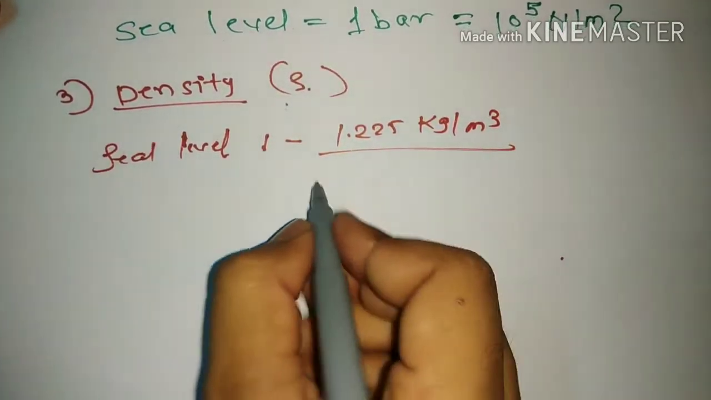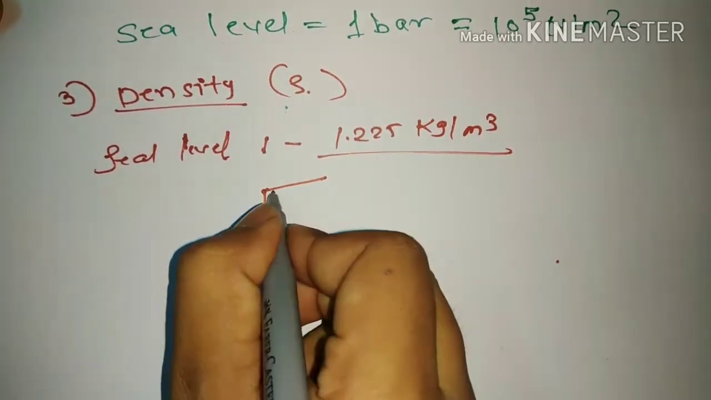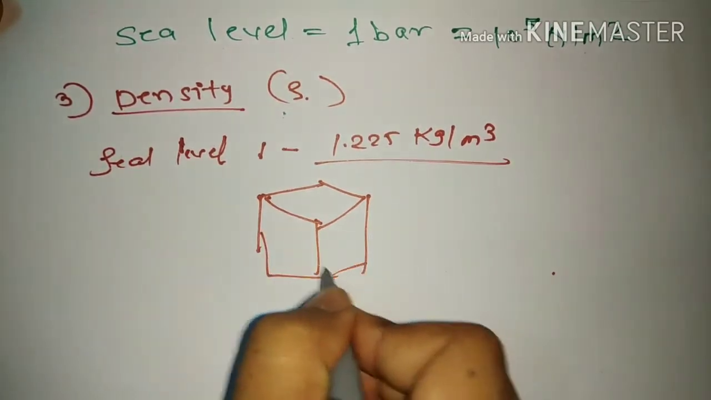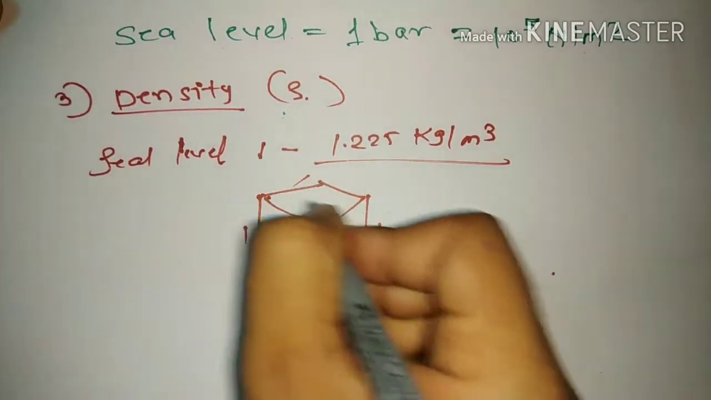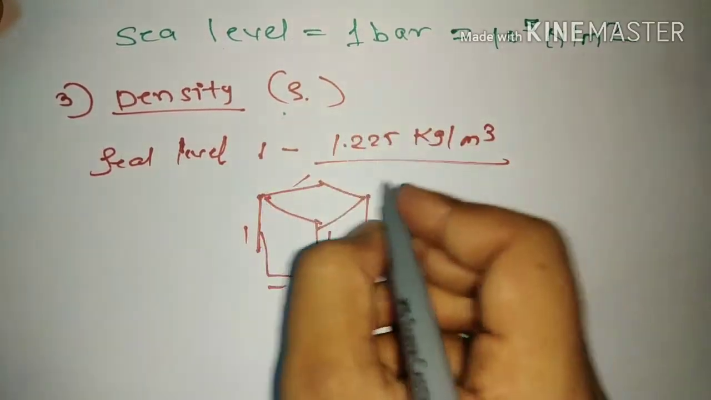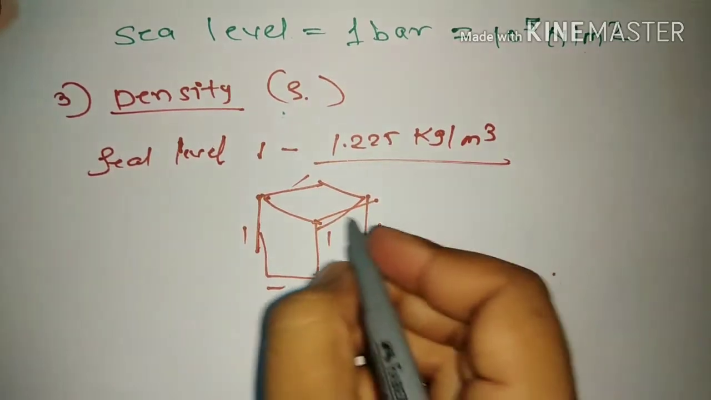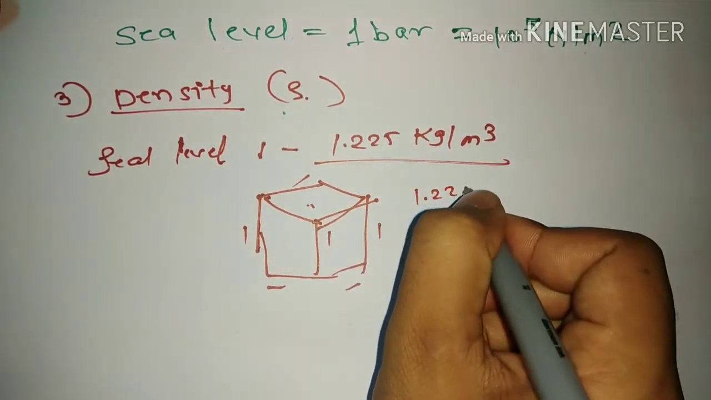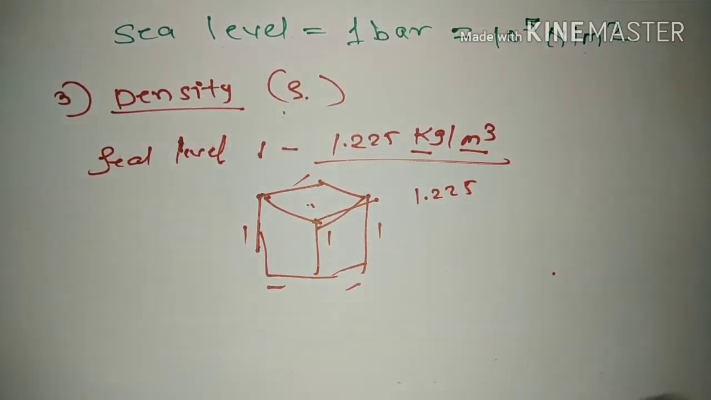This means if you go to sea level and take a cube, with height, length and breadth all 1, and you catch the air from the sea level in it, then its weight will be exactly equal to 1.225 kg per meter cube. Okay, this is the density.